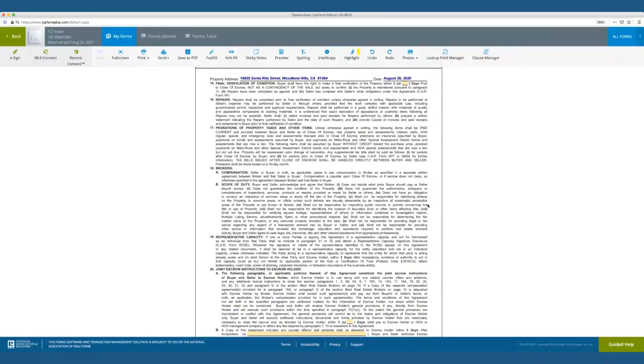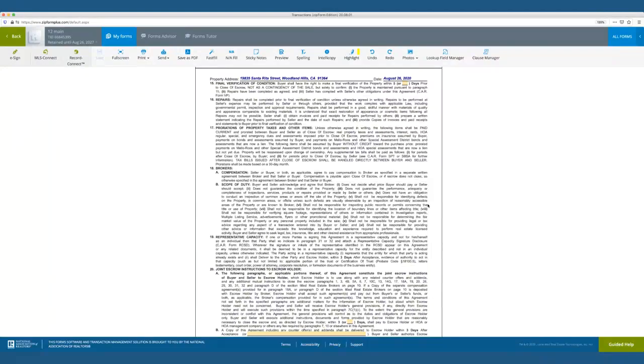Number 16, repairs. The seller is under obligation to obtain invoices and receipts for the repairs performed, and prepare a written statement indicating that. They can do the repairs themselves, but they'd have to write down the date of the repairs, and copies of receipts and all that.